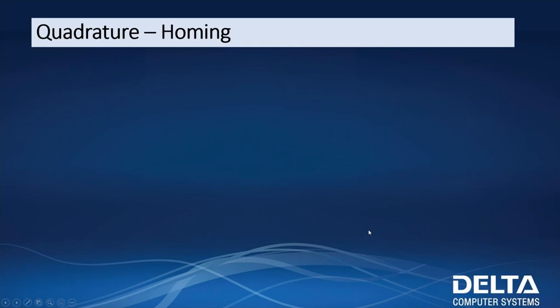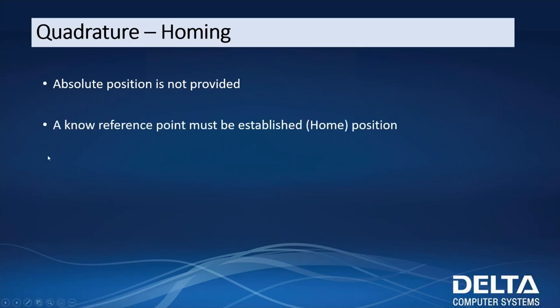So one problem that we have with quadrature is generally we need to home it. Absolute position is not provided, right? We've basically got that state table. So if you power up a machine, all you're getting is, say, a 1 from the A and a 0 from the B. You don't really know where you actually are. You just know if you're incrementing or decrementing.